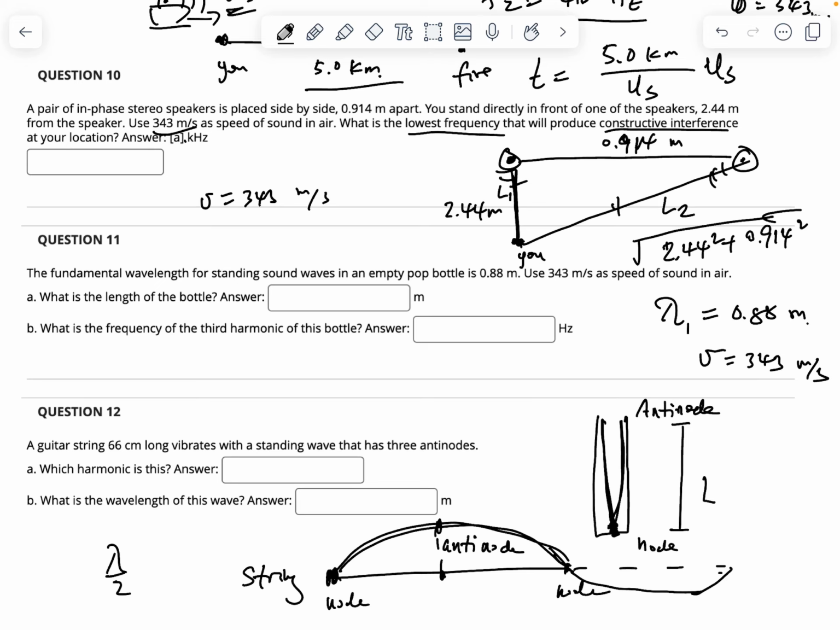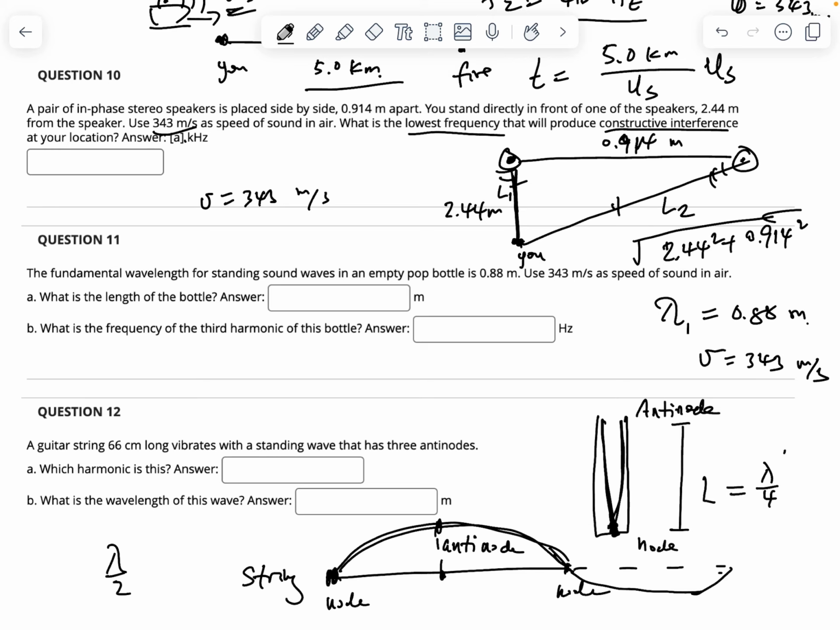The distance between node and antinode is 1/4. Okay, so this is the 1/4. So this L equals 1/4 of the wavelength. Okay, if this is small, this is the lowest frequency, right? So you have a node, you have an antinode. The distance between node and antinode is 1/4 of the wavelength.